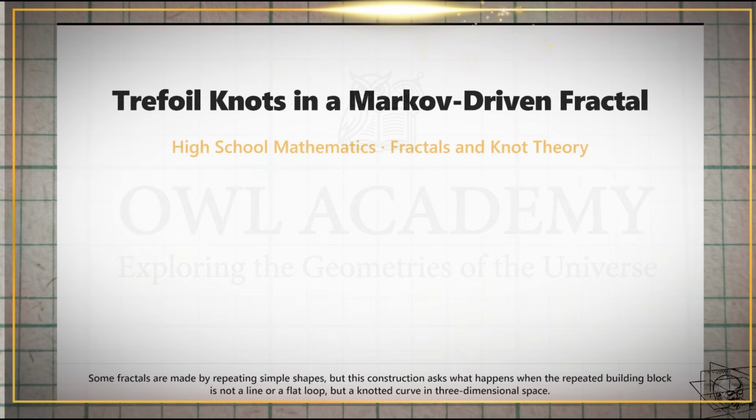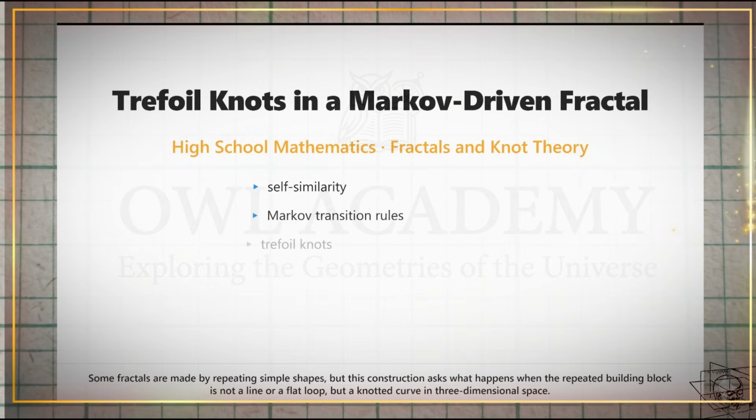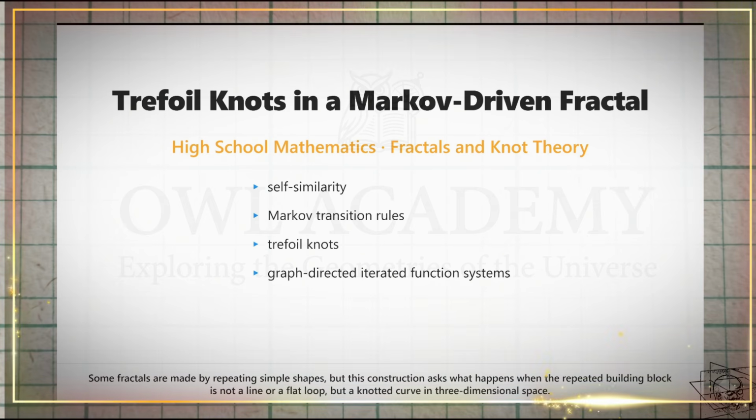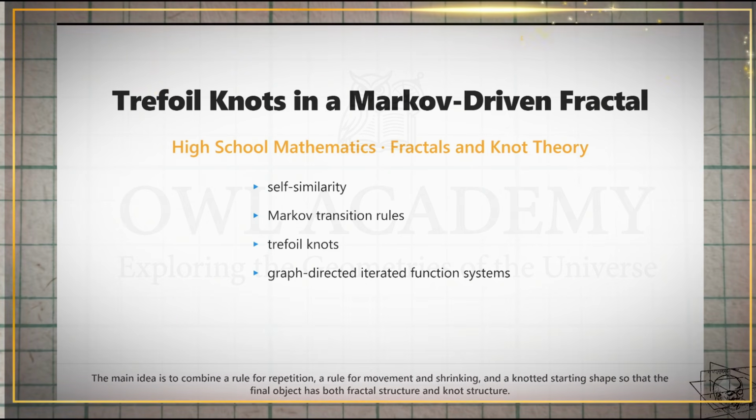Some fractals are made by repeating simple shapes, but this construction asks what happens when the repeated building block is not a line or a flat loop, but a knotted curve in three-dimensional space. The main idea is to combine a rule for repetition, a rule for movement and shrinking, and a knotted starting shape so that the final object has both fractal structure and knot structure.